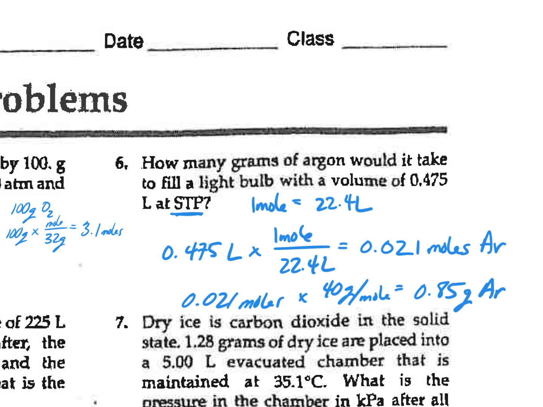You could literally go through that calculation and you would still end up with this many moles of argon, and then you would calculate that many grams of argon. So again, we can use this shortcut because we are given the conditions of standard temperature and pressure. If we're not given standard temperature and pressure, then we absolutely must use the ideal gas law.